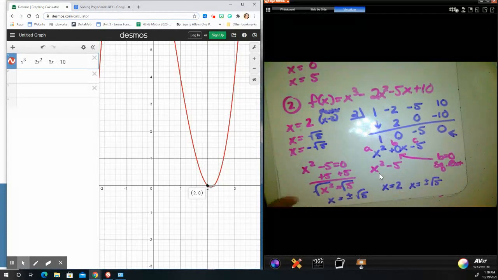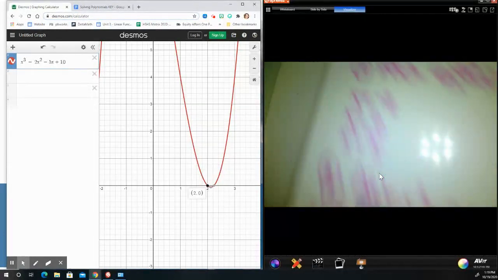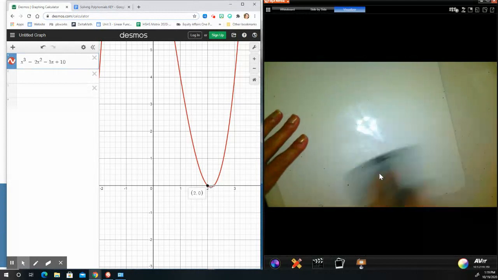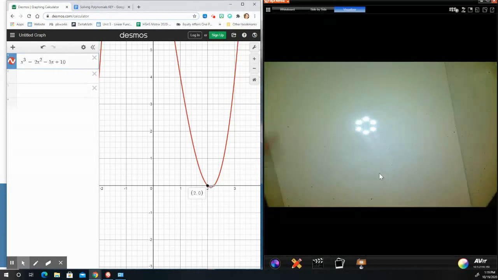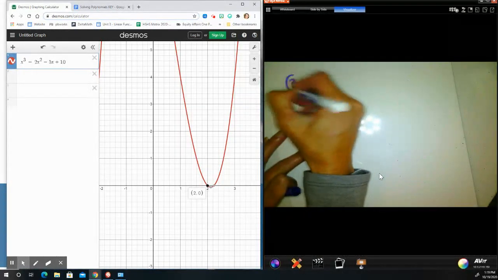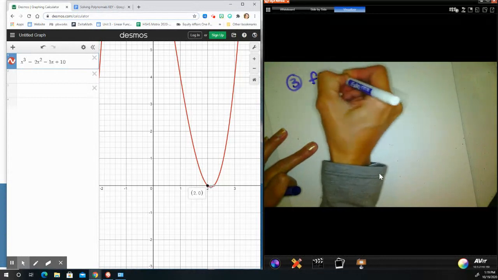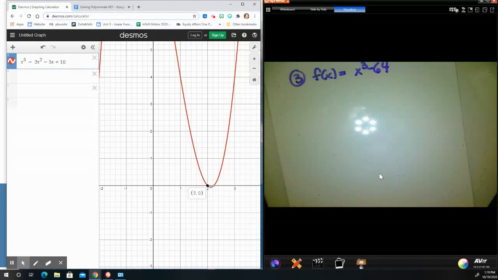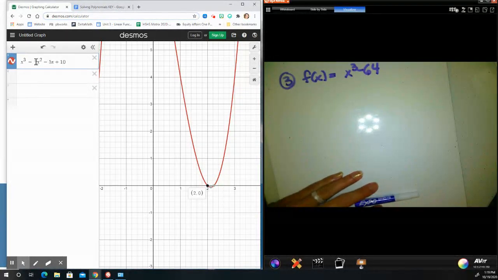All right, let's move on to number 3. Number 3 is another cubic. If you have been watching the honors section, you know how to factor this one. This one is a difference of cubes. But if you have not, we're going to use all of our skills, remember?